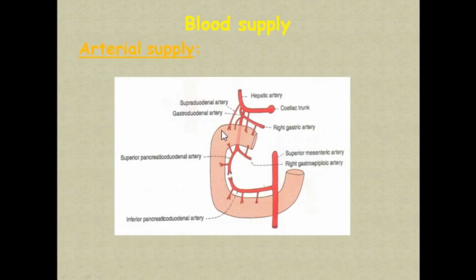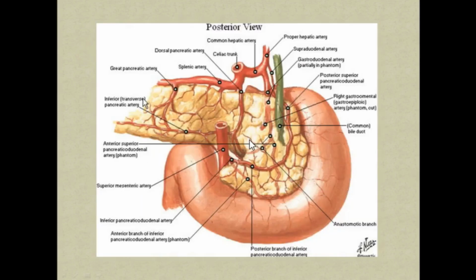Whereas in the first part we have other branches, the supraduodenal branch and retroduodenal branch of gastroduodenal artery, which supply the first part alone, and these are end arteries present in the first part. So this is how blood supply is given. This is the gastroduodenal artery with its pancreatico-duodenal branches passing between the head of pancreas and the second part of duodenum.